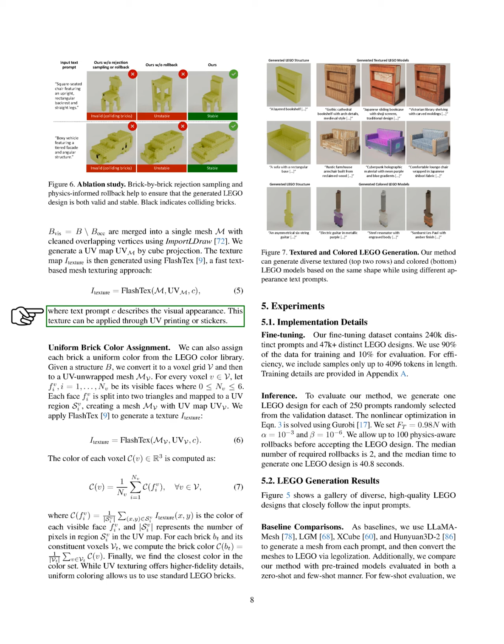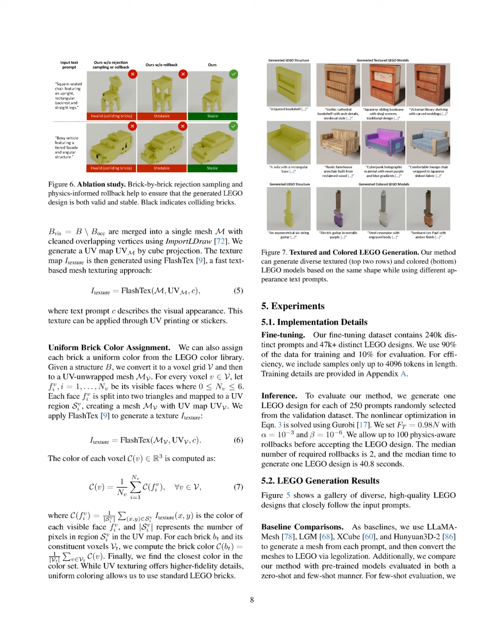We then generate a texture map based on a text description of the desired appearance, which can be applied using UV printing or stickers. For uniform color assignment, we convert the LEGO structure into a voxel grid and then into a UV unwrapped mesh. Each voxel's visible faces are mapped to a UV region, creating a mesh with a UV map. We use a method to generate a texture, calculating the color for each voxel based on the visible faces. Finally, we find the closest color from the LEGO color library for each brick. While UV texturing provides more detail, uniform coloring allows us to work with standard LEGO bricks.